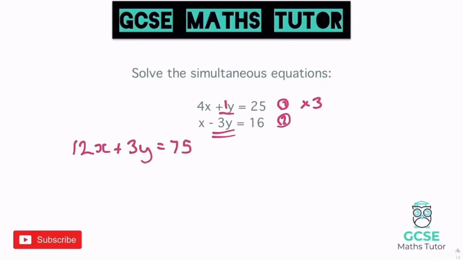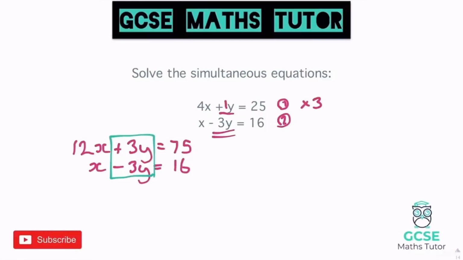I'm going to rewrite the other one below it, which was 1x minus 3y equals 16. Now at this point I have the option, I can either add these two together or I can subtract them away from each other, but I want this 3y in the middle to get eliminated.